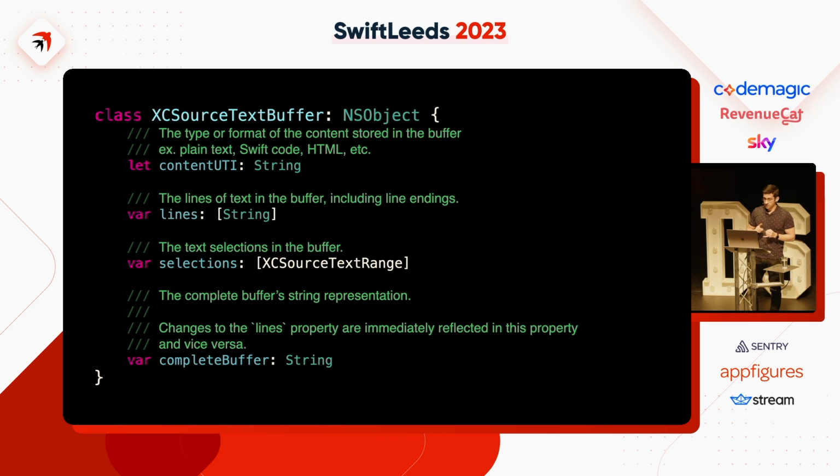So we have this content UTI property, which tells us the type of source file. Are we dealing with plain text, Swift code, HTML, JSON? So we can look to that property for that. And this class also includes the lines in the text as just an array of strings. And since Xcode can support multiple selections, we have a selections array that tells us all of the current selections the user has made in the file. And then finally, we have the complete buffer. And the really important takeaway here is that the lines and complete buffer properties are linked. So if you make a change in one, it's going to be reflected in the other. But we'll use all of this when we build our extension.